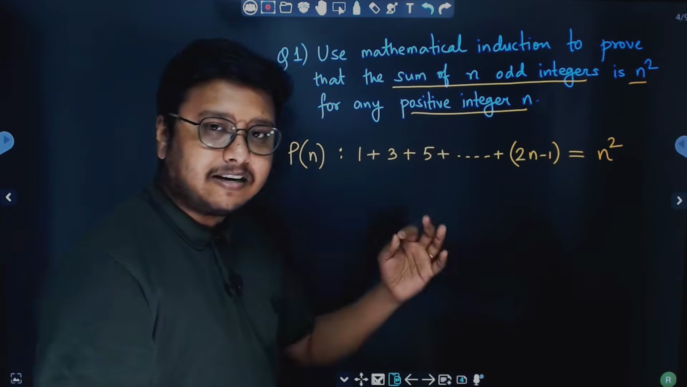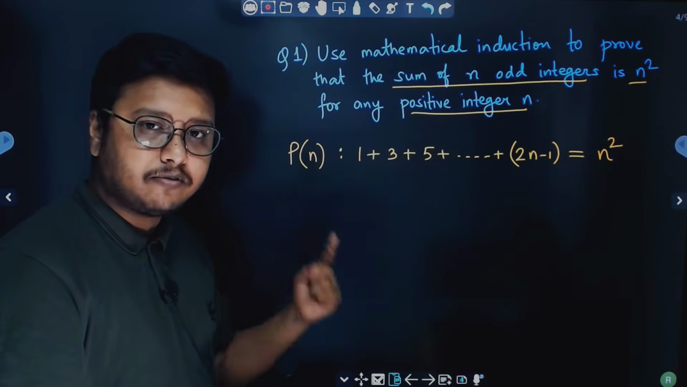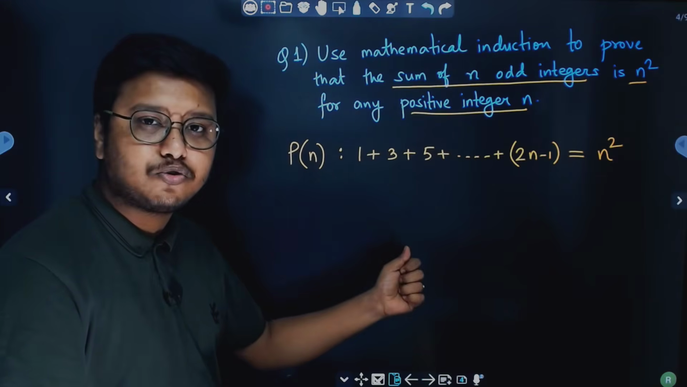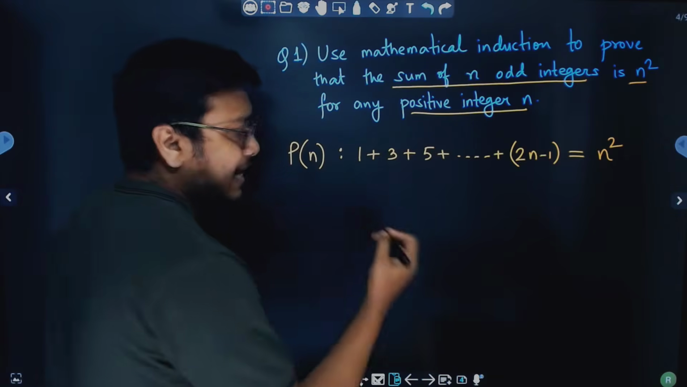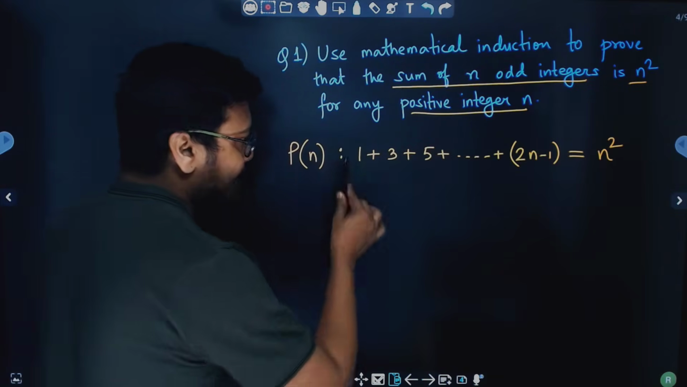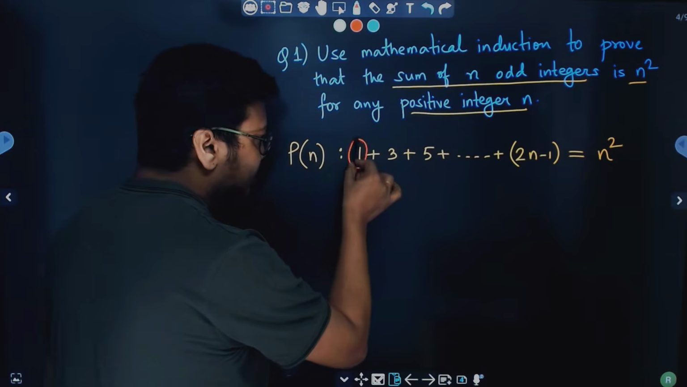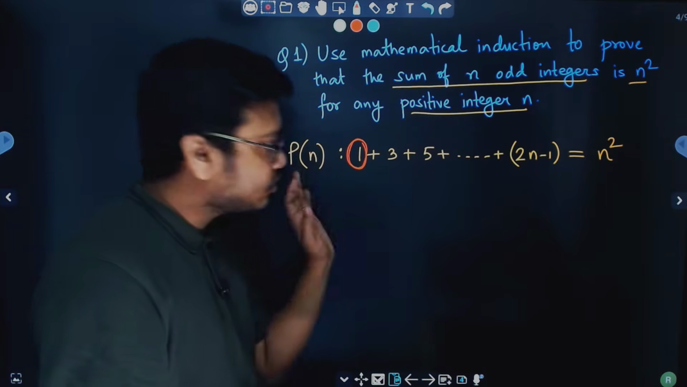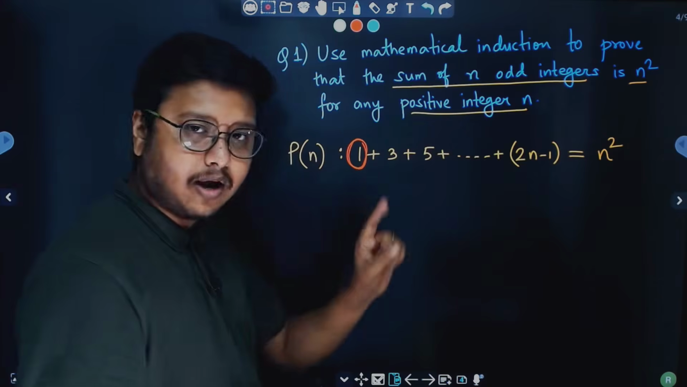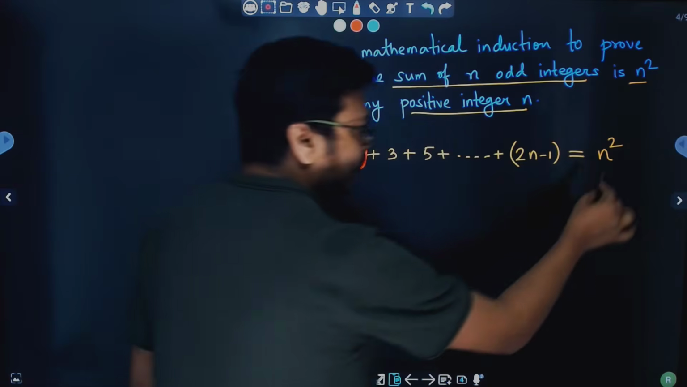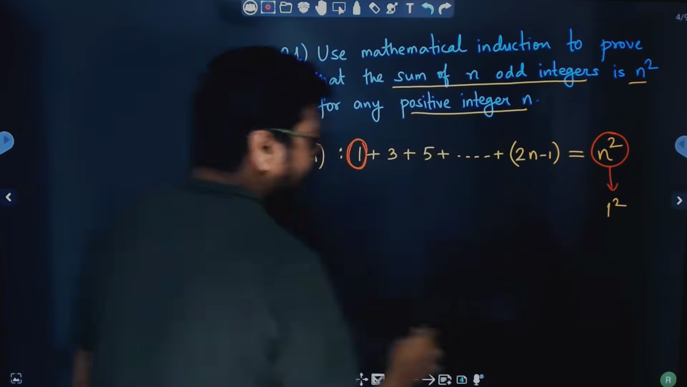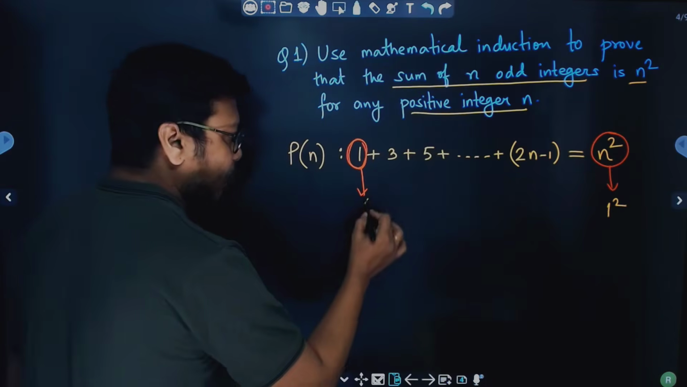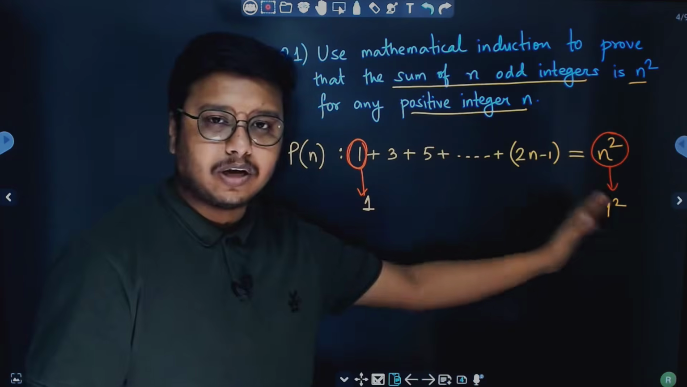So let's get started with our first principle of induction. We have to show that this statement is true for n value 1. If I take n value 1, that would mean I'm just taking the first term of the series. The first term of this series is 1. And if I put n value 1 on the right hand side, that would give me 1 squared. From the left hand side, I'm getting a 1. So obviously both are equal.